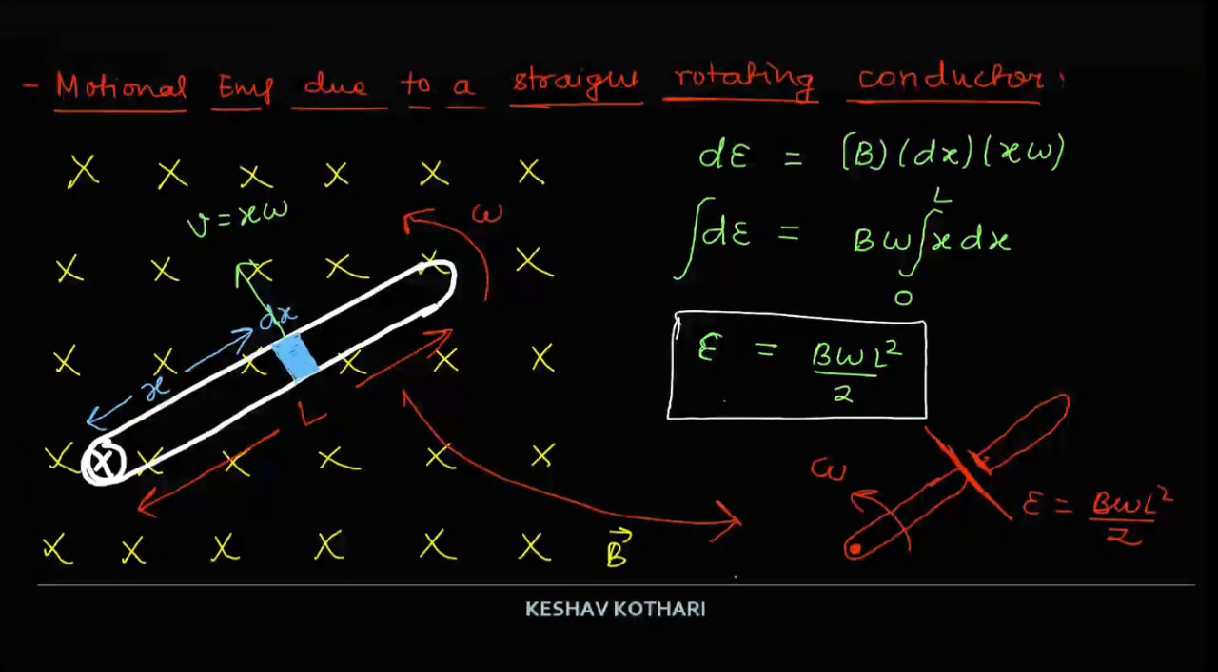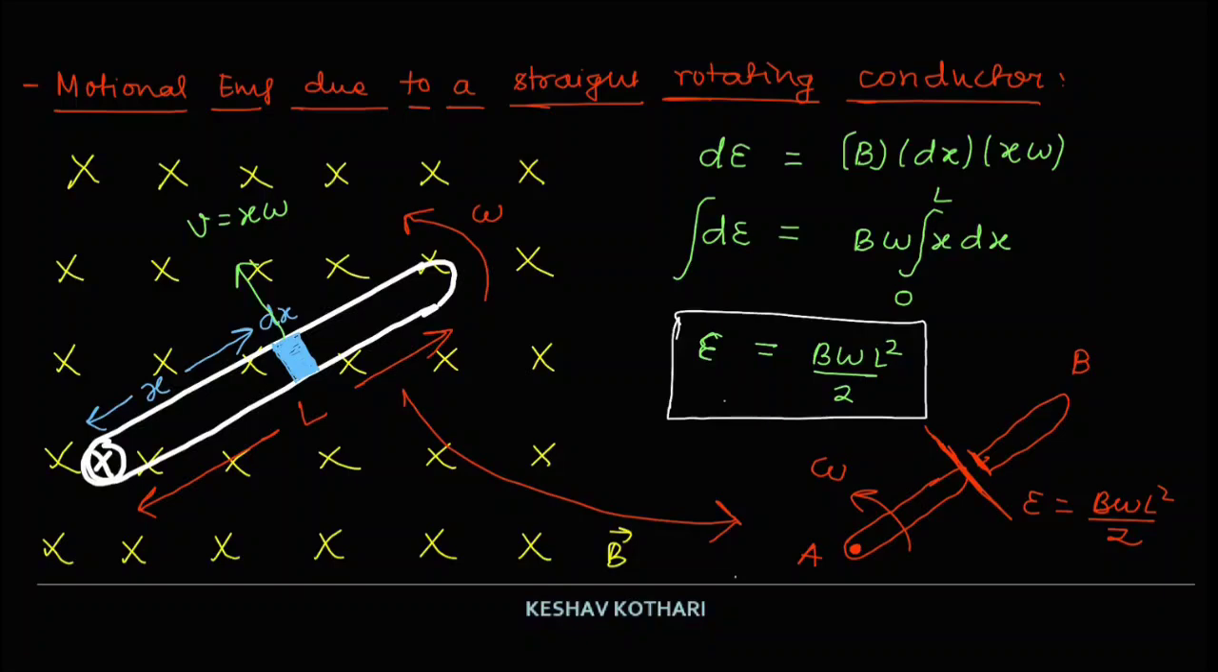So this is end A, this is end B for the rod, and the value of EMF is equal to B omega L square. So again we can do the same way. The polarity is determined using right hand rule. So take your right hand in the direction of B, curl it in the direction of B. Your thumb is pointing towards the hinged end.